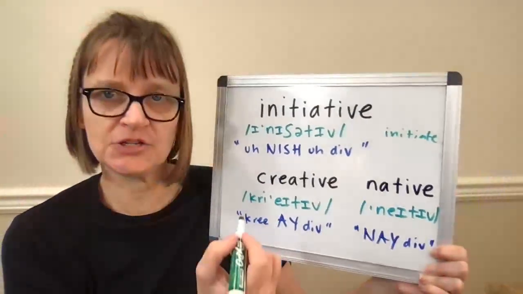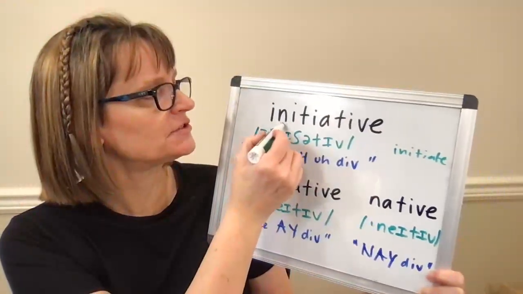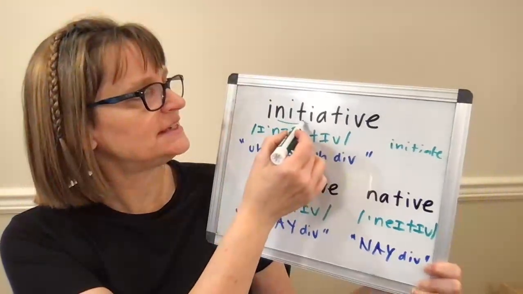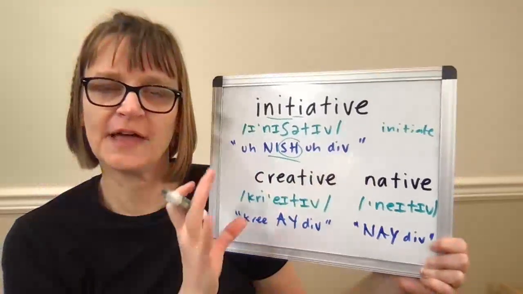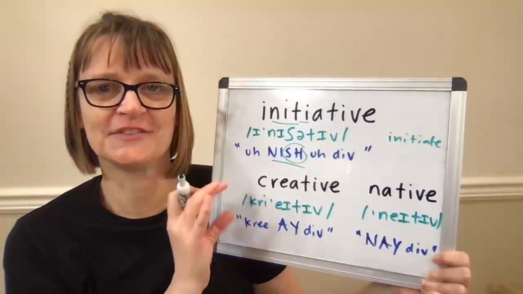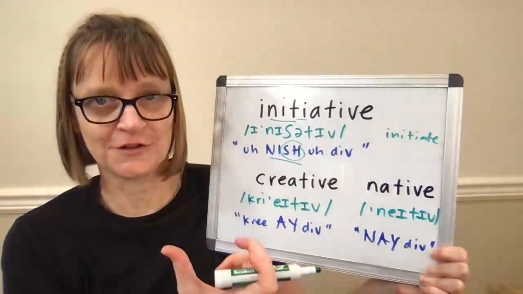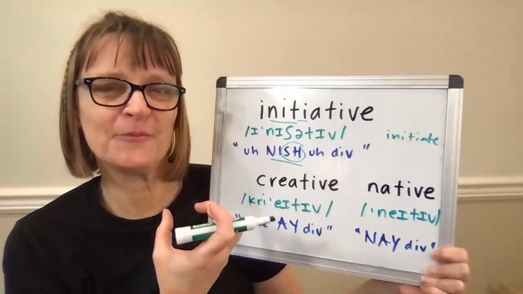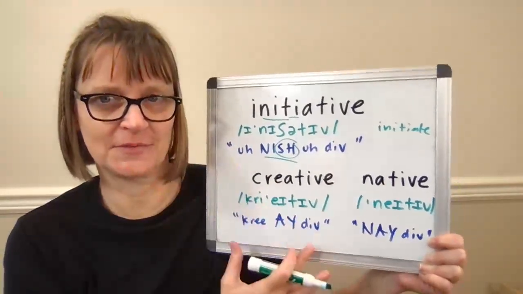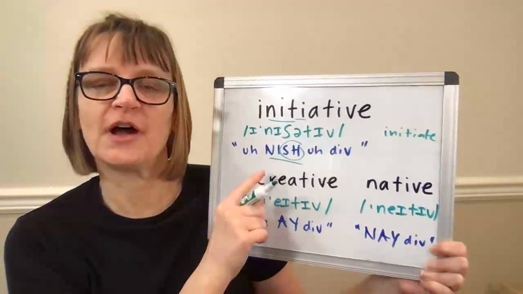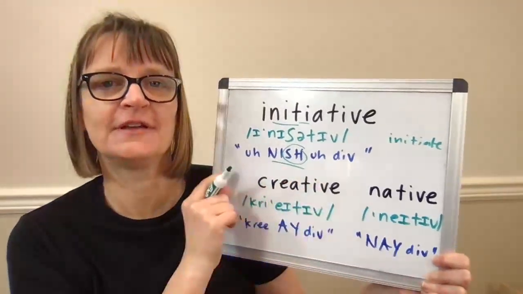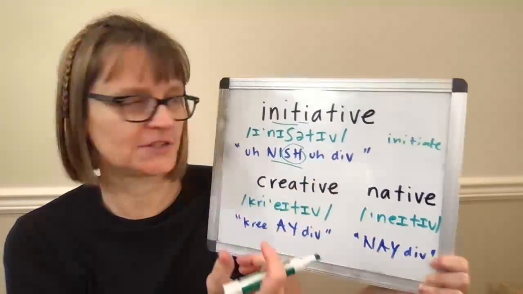So initiative has second syllable stress. The TI says the SH sound. So the syllable that has the length that you want to focus on is the niche. If you start the word on that syllable, it can really help you with the rhythm and help you to correct issues that you may have with this pronunciation. Trying initiative would be my suggestion.